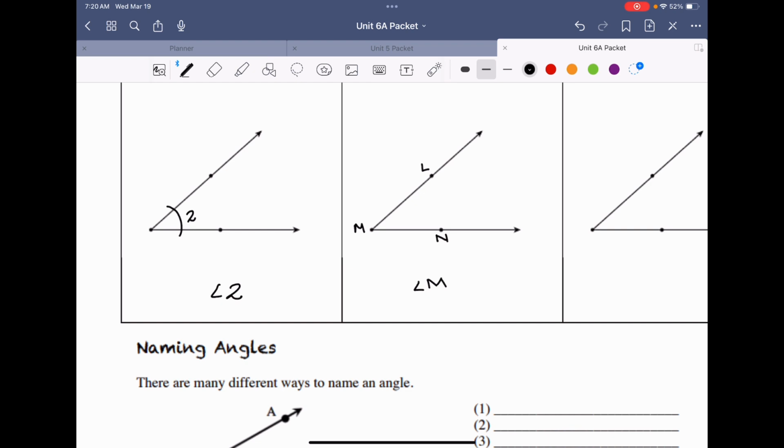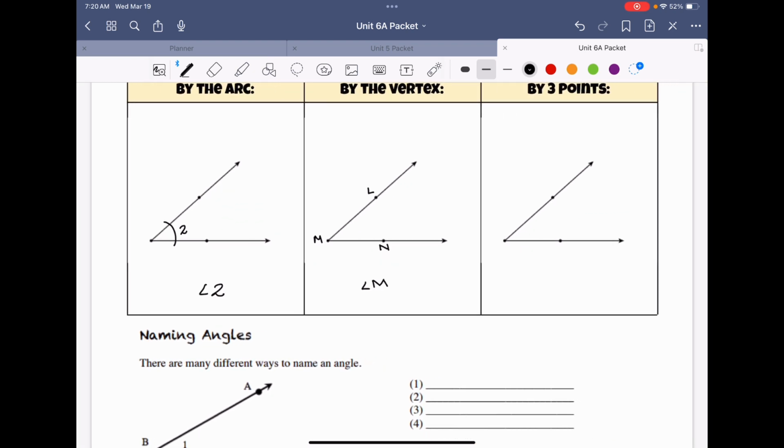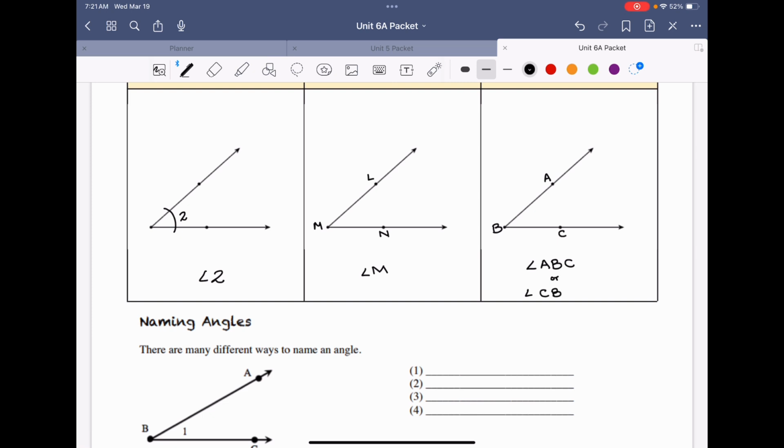Now, the one that we're going to use the most often, because we're going to see multiple angles next to each other, is when we have these 3 points. We're going to state the whole thing. So angle A, B, C, or we can write angle C, B, A. So it does not matter which way I go, but I'm following the points, and my vertex should always be that center letter.